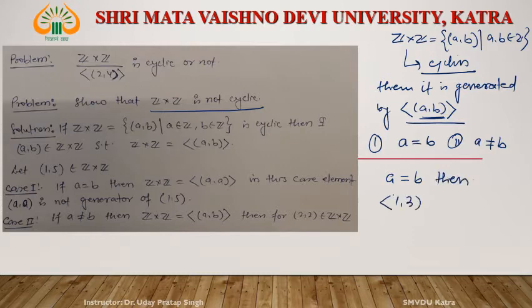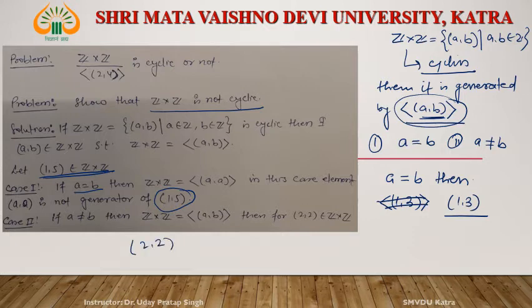If a equals b, then elements of this type, (1, 3) or (1, 5) in Z cross Z, we can't generate. So this is not a generator if a equals b. And if a does not equal b, then (2, 2), this type of element cannot be generated by (a, b), right?